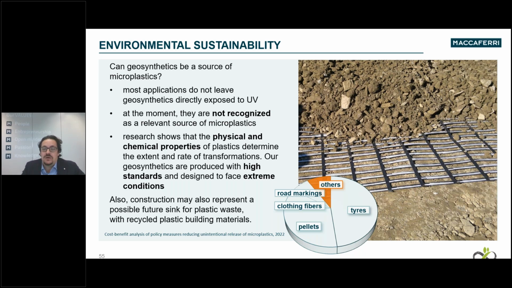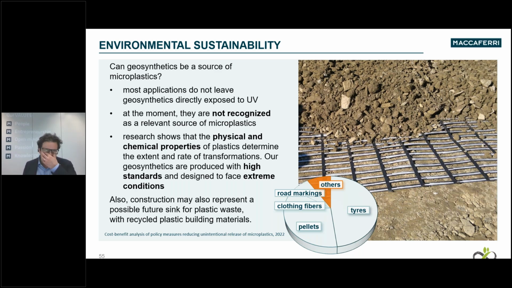Consider that all our geosynthetic products are under many tests and under a certification process that guarantees the highest standard for production, and also durability in extreme conditions of pH, environment, and so on. We evaluate the durability of our product for more than 120 years. So it's very hard to have any damage on that kind of product, and so also the production of microplastic.